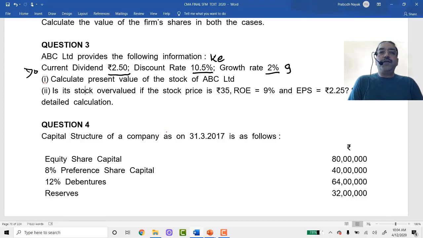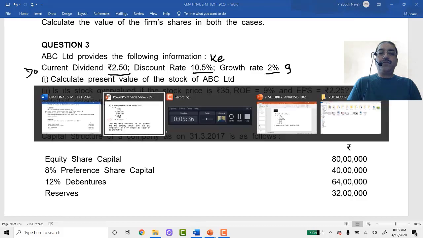So again, two parts are there. So first part is to calculate present value of company's shares. Given that current dividend is 2.5, discounting rate is 10.5, growth rate is 2%. So what do I do? I first calculate D1 value. 2.5 plus 2%.